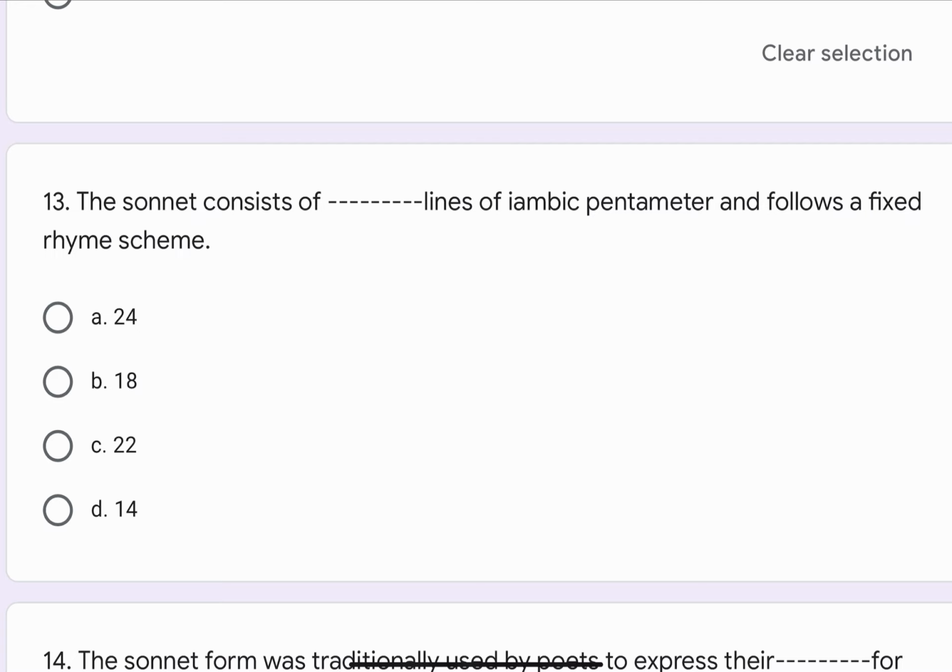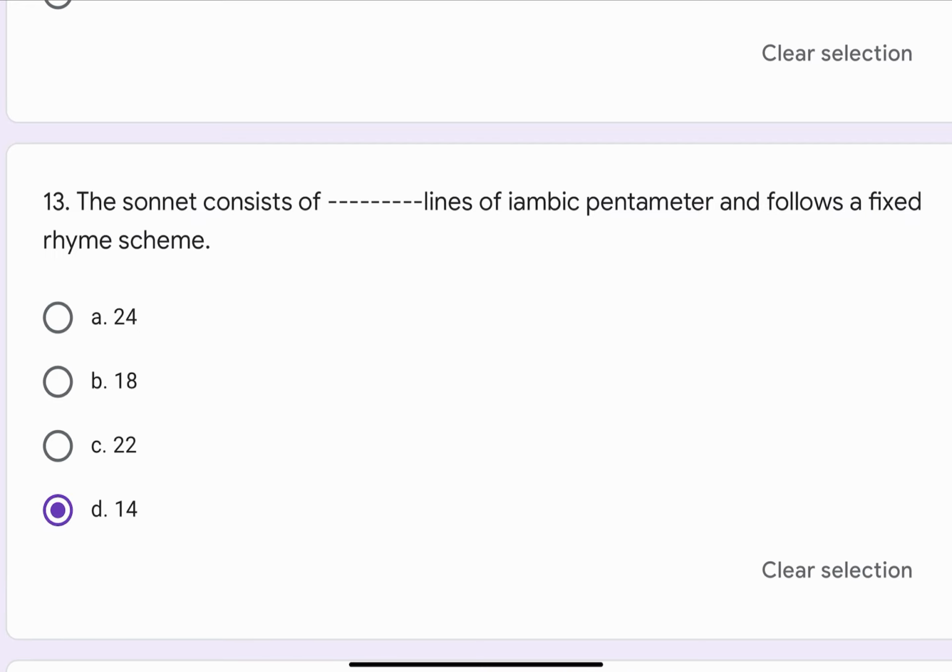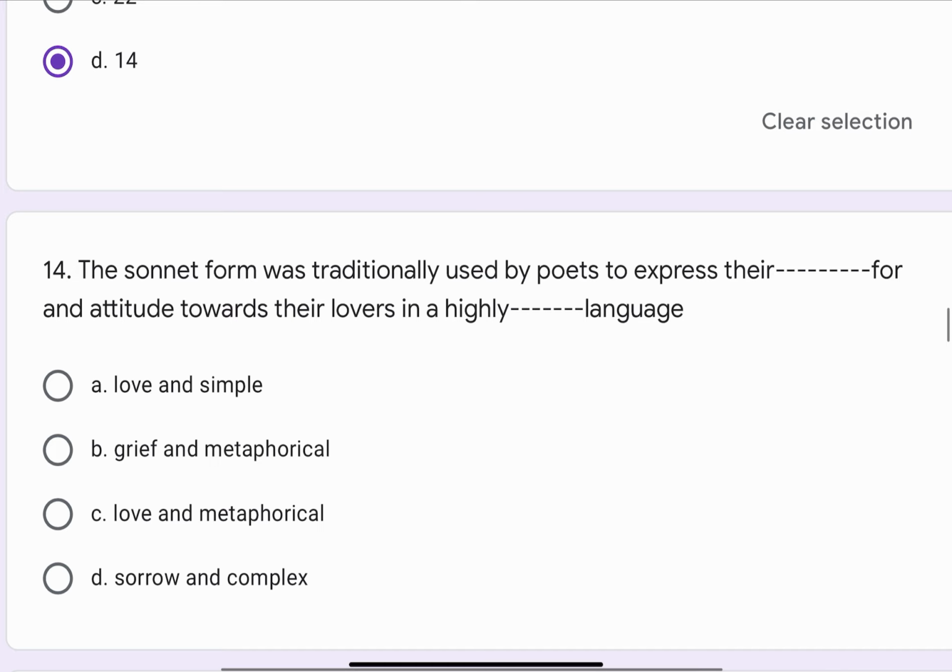Question number 13. The sonnet consists of dash dash lines of iambic pentameter and follows a fixed rhyme scheme. Options are A. 24, B. 18, C. 22, or D. 14. Correct option is D. 14.